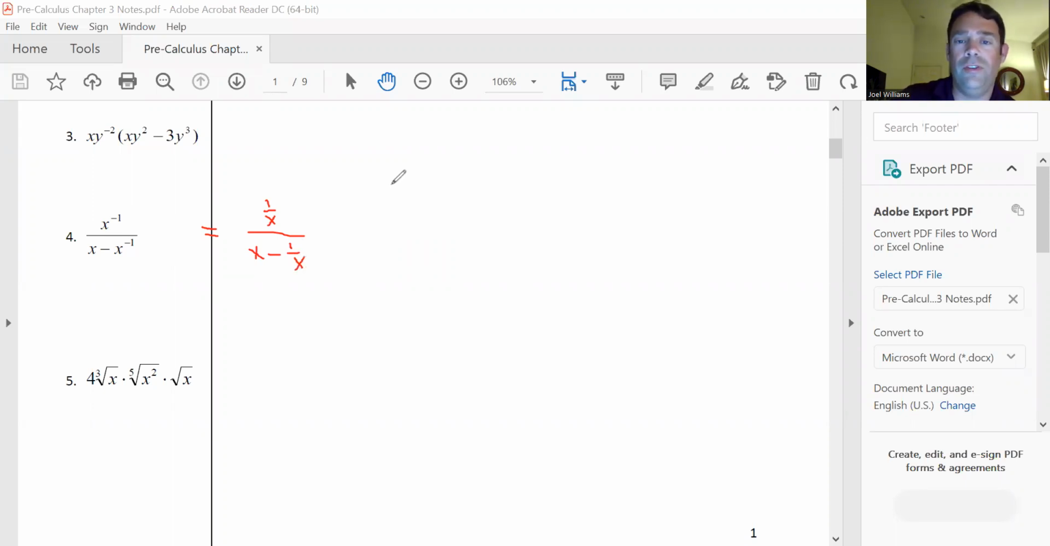Now, in order to get rid of this, I'm going to multiply by that common denominator. So since I see an x, I'm going to multiply everything by x. And friends, if we're multiplying everything on the top and bottom by the same number, what we're really doing is just multiplying by 1.